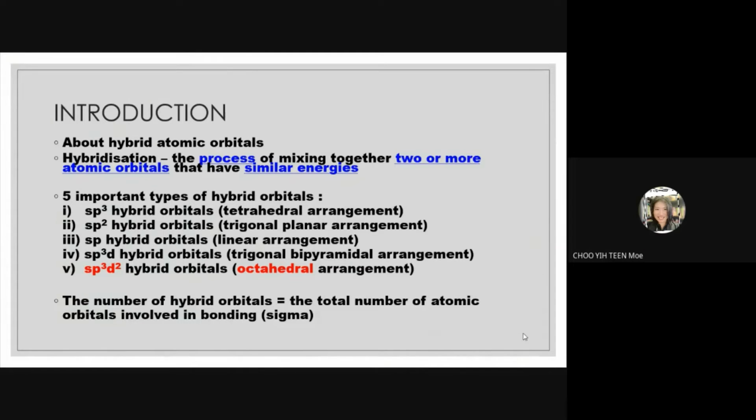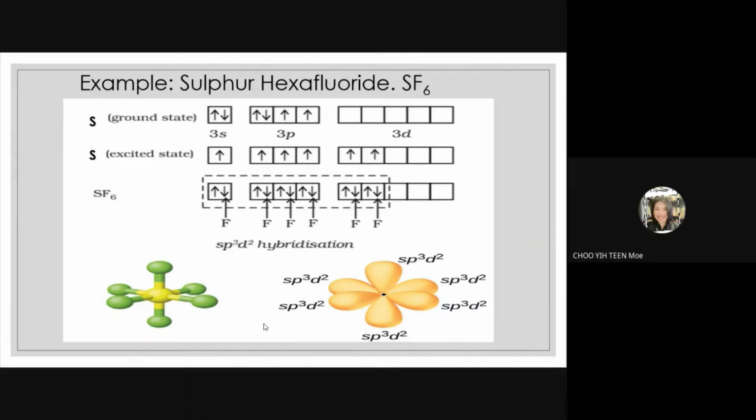Introduction to hybrid atomic orbitals. Hybridization is the process of mixing together 2 or more atomic orbitals that have similar energies. There are important types of hybrid orbitals such as sp3, sp2, sp, and sp3d hybrid orbitals, where we are going to learn more about sp3d2 hybridization in octahedral arrangement. In general, the number of hybrid orbitals equals the total number of atomic orbitals involved in bonding, especially the sigma bond.